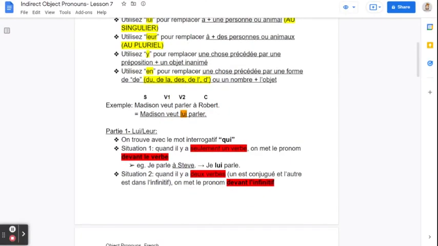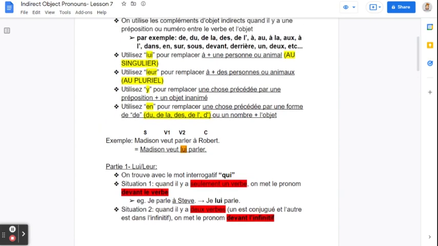So, partie 1, lui ou leur. On trouve avec le mot interrogatif. So you can ask yourself the question word who, or to whom, to see if what you're looking for is lui ou leur. In the first situation, if there's only one verb, you're going to put the pronoun before the verb, or in front of the verb. So, for example, je parle à Steve would become je lui parle, and you're basically asking yourself, so who? And it's Steve. So Steve is what you're changing. And there is an à before it.